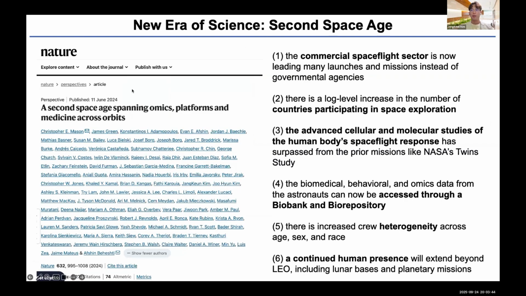So our team published a perspective paper called A Second Space Age, spanning omics platforms and medicine across orbit. I'm not going into the detail, but we see a qualitative and quantitative change around 2020, after the huge advancement in rocket technology and also biotechnology, representatively the involvement of the commercial space sector and the new genomics technology.